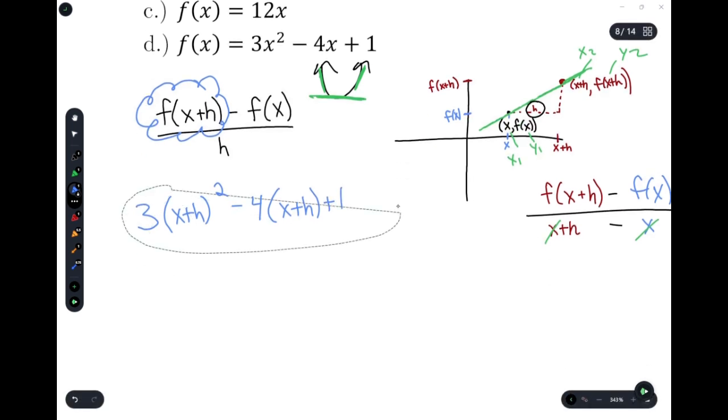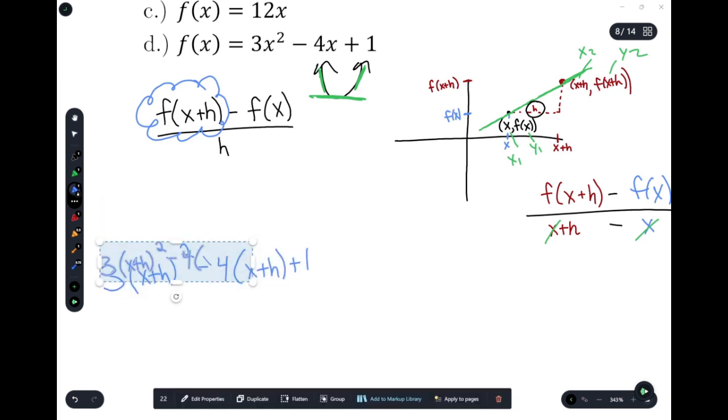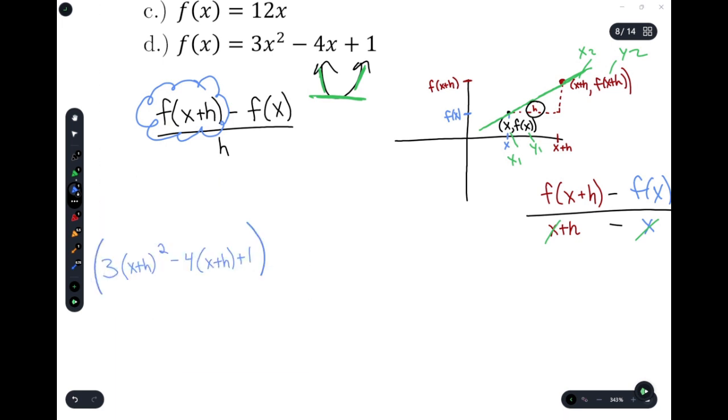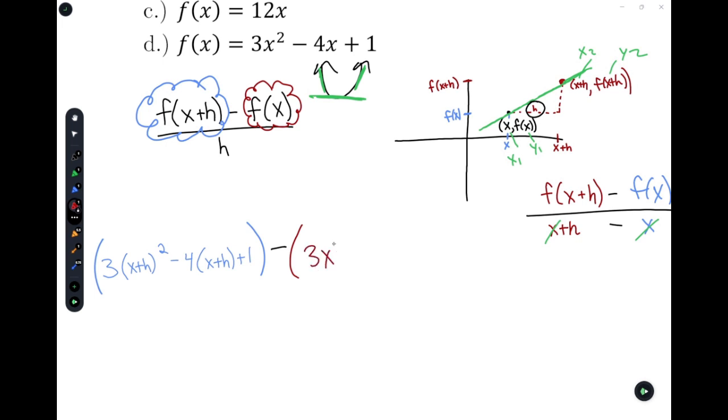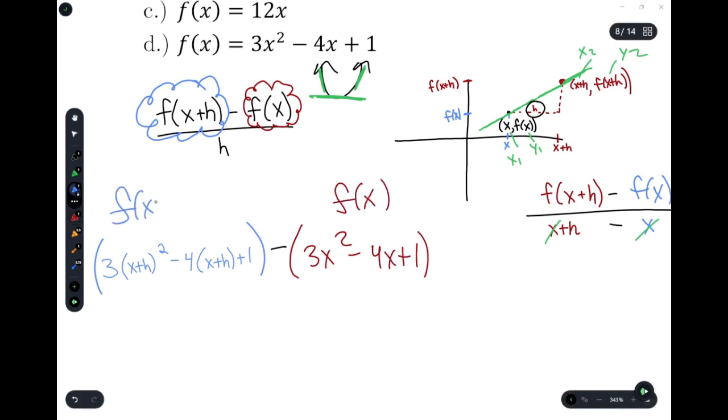Minus. Hang on. Before I do minus, I'm going to give myself some nice big parentheses with the non-colored minus sign. And now we're doing the red bubble, right? What goes in the red parentheses, because that negative has to distribute? The original function, right? Okay, so this is f of x. This is f of x plus h.